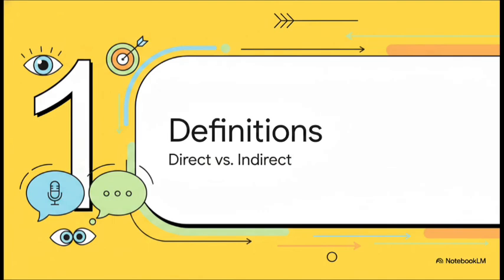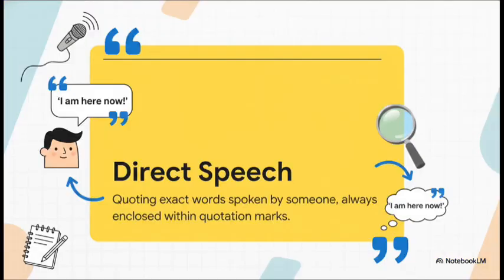Section 1, direct versus indirect speech. So why do we actually need two completely different ways to quote people? Well, let's look at direct speech first. I want you to think of this as the witness quote. When you use direct speech, you are preserving the exact authentic words of the speaker exactly as they fell out of their mouth. Because you're borrowing their exact words, you absolutely must enclose them in quotation marks.